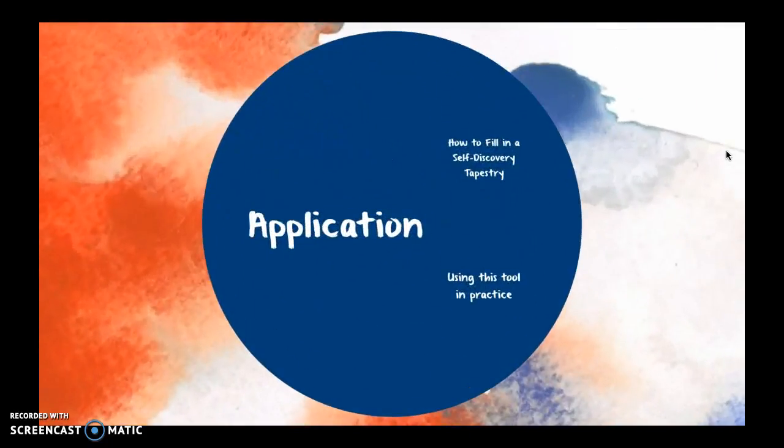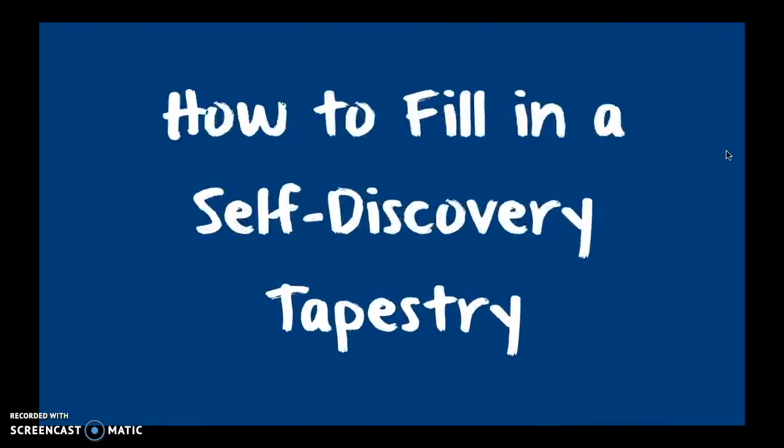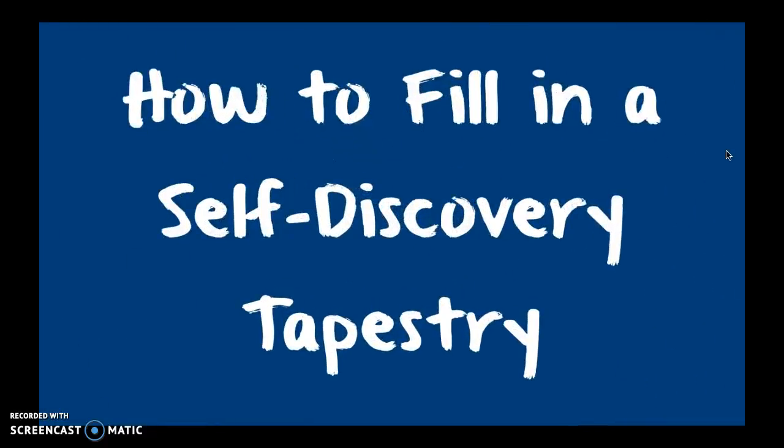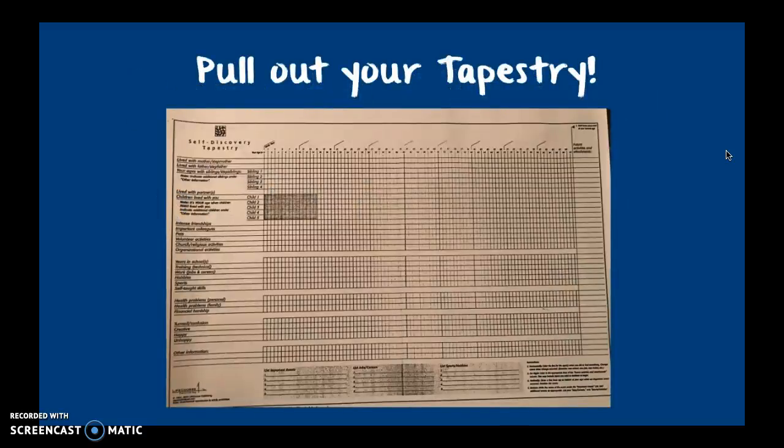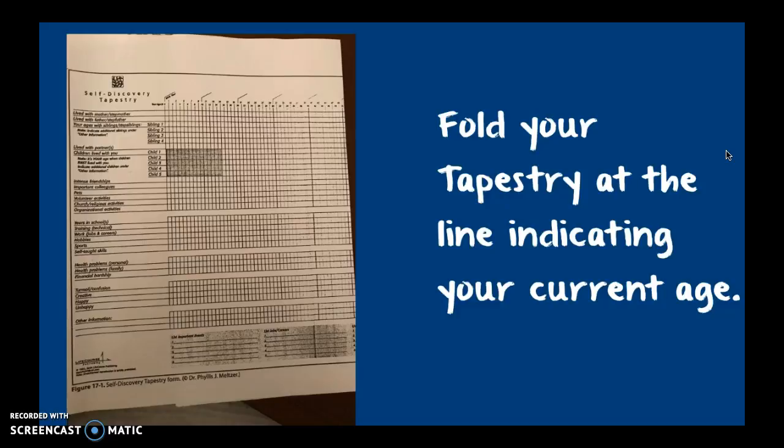Okay, so now we're going to teach you guys how to apply the self-discovery tapestry in the therapeutic world. So first, we're going to go into how to fill out your self-discovery tapestry. So if you're watching this, you probably received your self-discovery tapestry in class. And so first, can you pull that out for us? The first step that you'll be doing is folding your tapestry along the line that indicates your current age. So for the example, the woman was 50 years old. We identified the 50-year mark at the top and folded the paper along that crease.